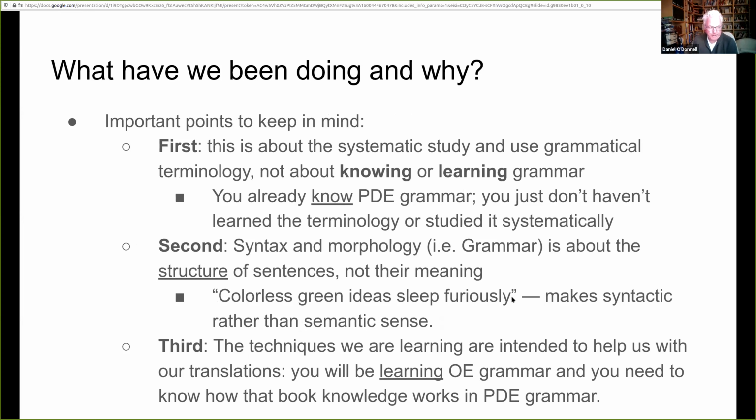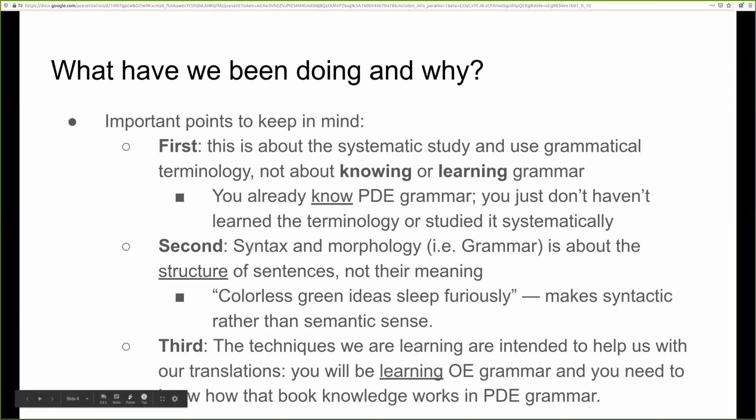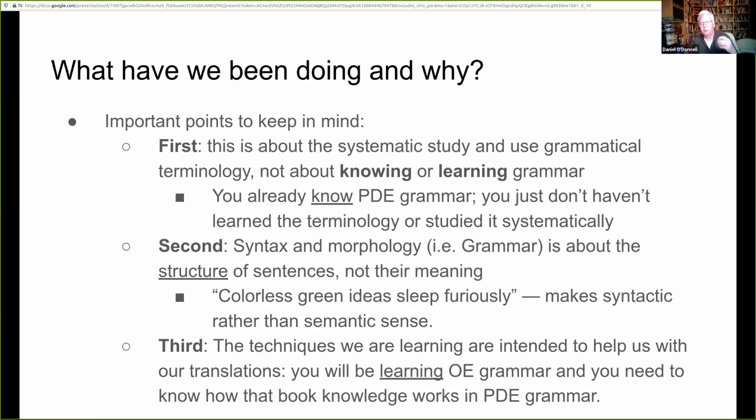So why have we been doing it? Well, there are a couple of important points to keep in mind. The first is that this is about the systematic study and use of grammar, grammatical terminology, and it's not actually about knowing or learning grammar. I mentioned this in my Friday lecture last week, but I also saw it come up in the blogs a few times about people feeling, oh, I don't know my grammar or whatever, and I really want to emphasize everybody on this call knows present-day English grammar.